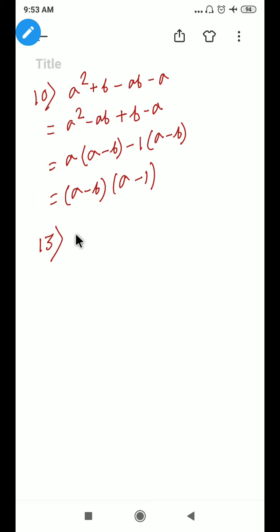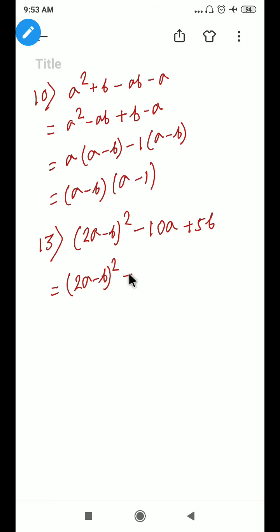Question number 13 is given here: 2a minus b whole square minus 10a plus 5b. So keep this as it is, and from here you can take common minus 5. This will convert to 2a, because I am taking minus 5 common, so minus minus will be plus, and 2 is left here because I am taking common 5, and a is left here. I am taking common minus 5, that's why minus plus will be minus, and because I am taking common 5, b is left here.